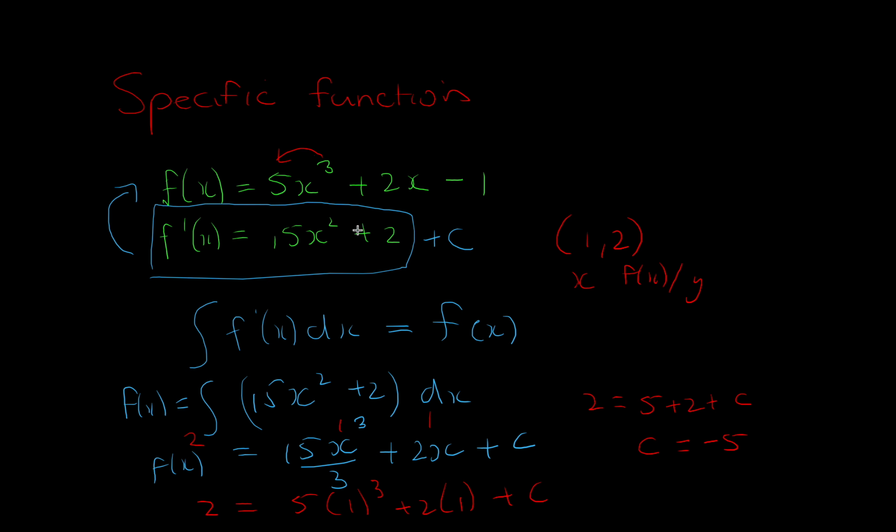So in this case, if it goes through the point (1, 2), the function would be the answer that we got here, which is 5x to the power of 3 plus 2x minus 5.